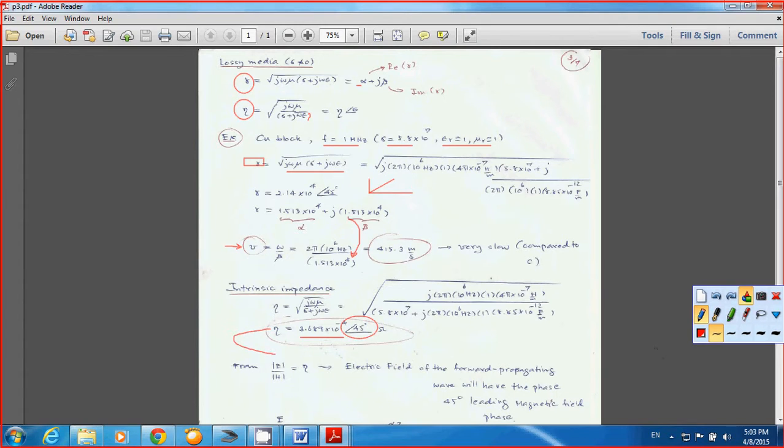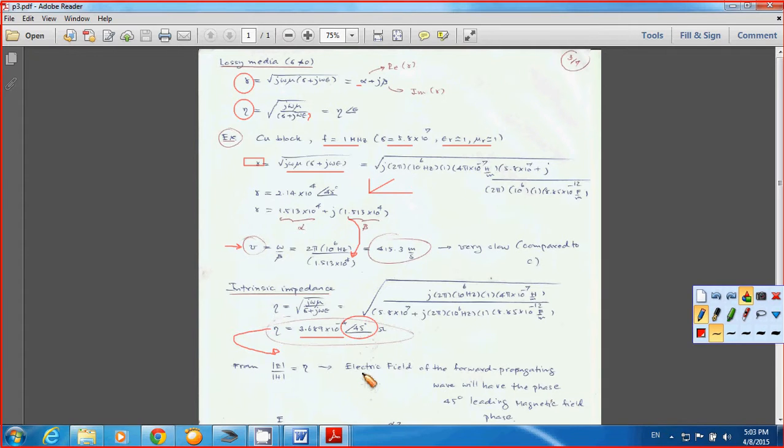I just want to point out what we get here. Since you have the relation that the magnitude of the electric field over the magnitude of the magnetic field equals the intrinsic impedance, but in this case, when your sigma is not equal to 0, the intrinsic impedance becomes a complex number with a phase angle of 45 degrees.